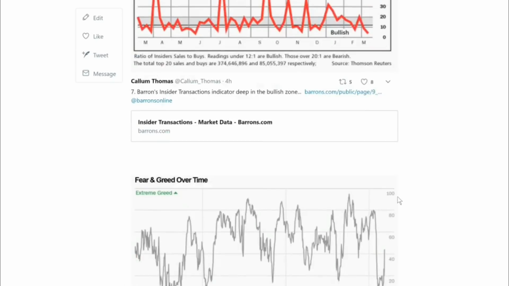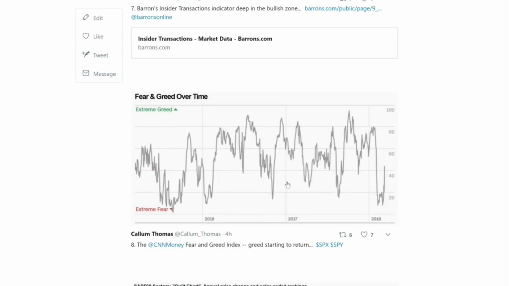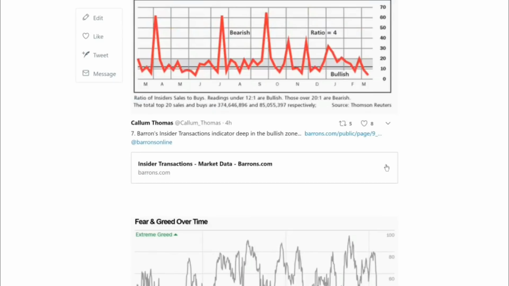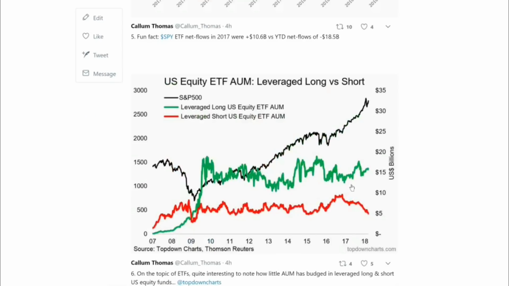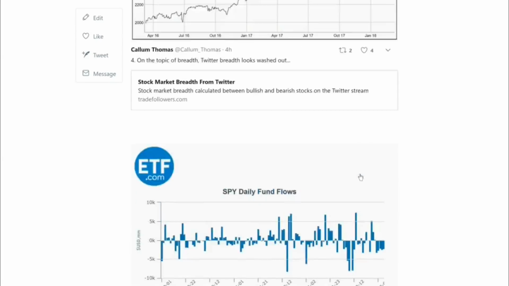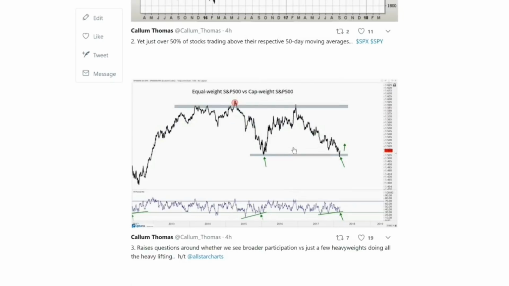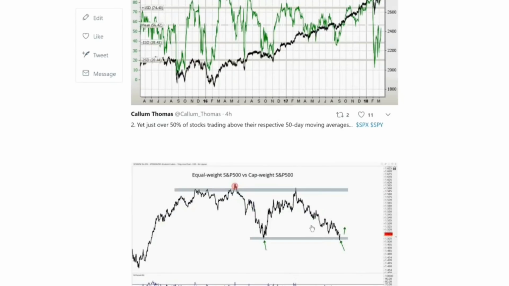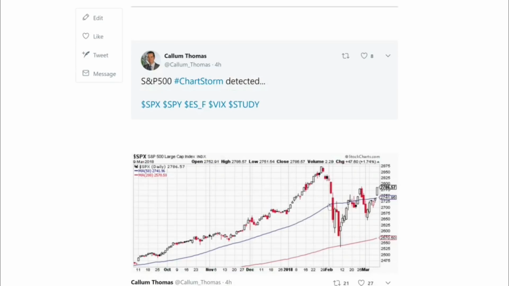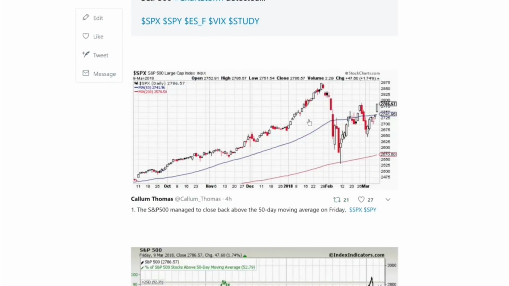So look, tying it all together, if you go back and see fears turning to greed, insider transactions in the bullish zone, leverage short plays dropping off, SPY outflows, Twitter breadth rebounding off most negative reading in quite some time, and then you think about the breadth for leadership of it, maybe not that one so much, but if you think about where the headline price ended up, I think that sets the tone for a fairly bullish outlook from here.